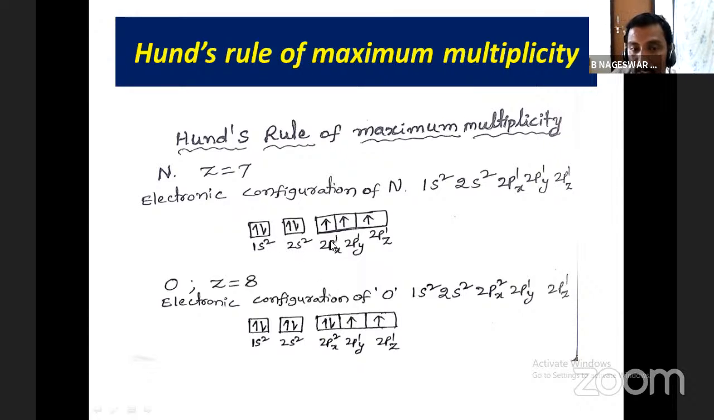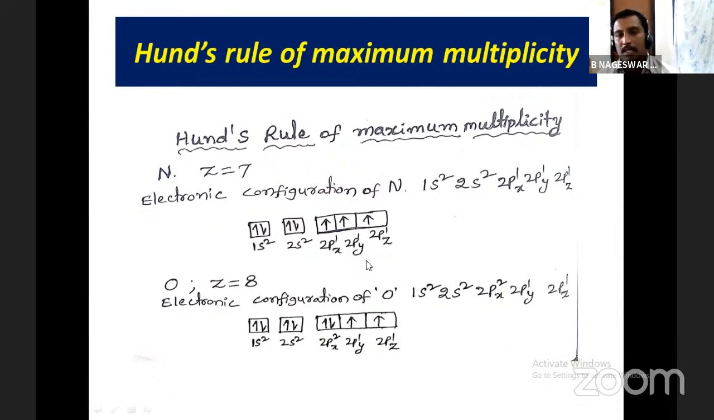In the case of nitrogen, we filled 2p1x, 2p1y, 2p1z. But in the case of oxygen, we filled 2p1x, 2p1y, 2p1z, and after that we filled one more electron in the 2px orbital. Here pairing takes place after filling one electron in each degenerate orbital. It is simply Hund's rule of maximum multiplicity. Understood, children? Very easily. Pairing of electrons takes place after filling one electron in each degenerate orbital. That is simply Hund's rule of maximum multiplicity.